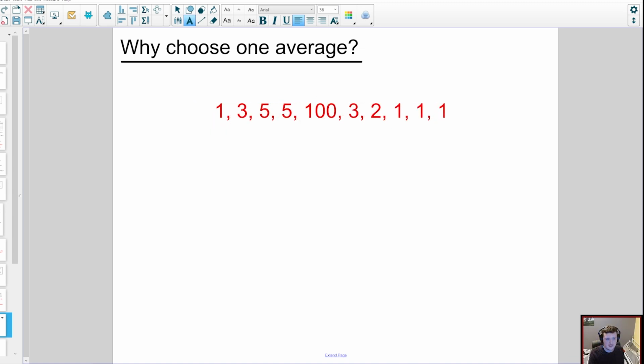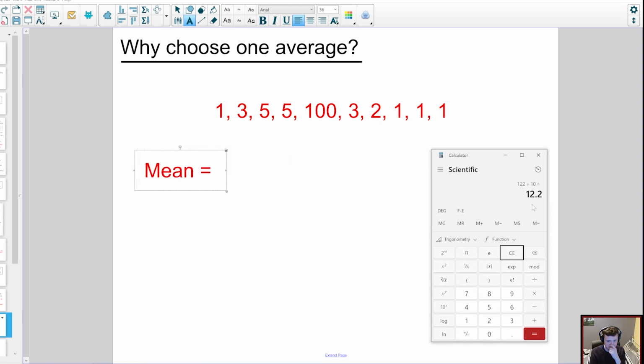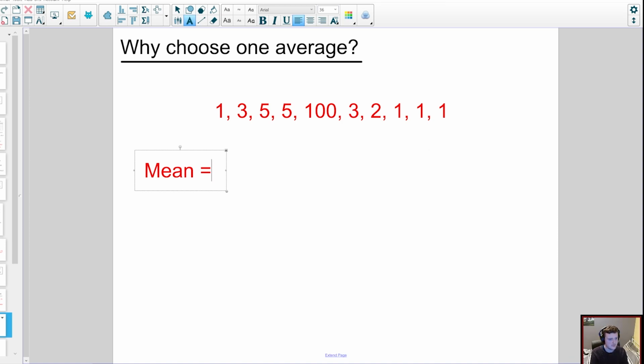Okay, there are 10 numbers, and so if we were going to work out the mean, we would of course add them all up and divide by how many there are, which in this case I've done for you is going to be 12.2. But I'll show you how I did it, just to check again. 5 plus 5 plus 100 plus 3 plus 2 plus 1 plus 1 plus 1 is 122, divided by 10 is 12.2. So my mean is going to be 122 divided by 10 is equal to 12.2.